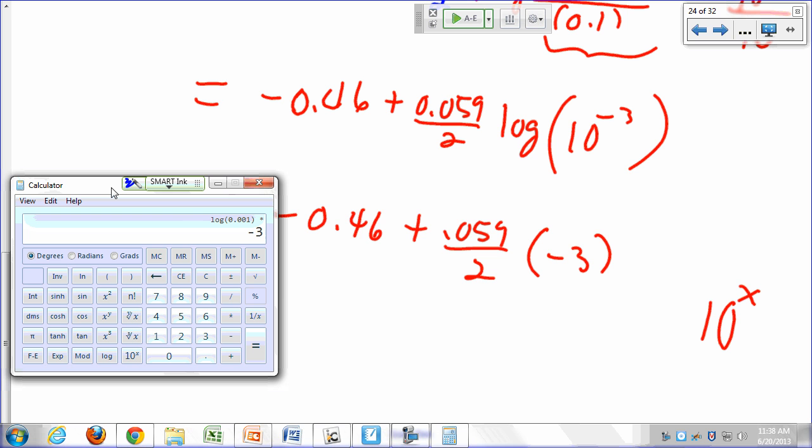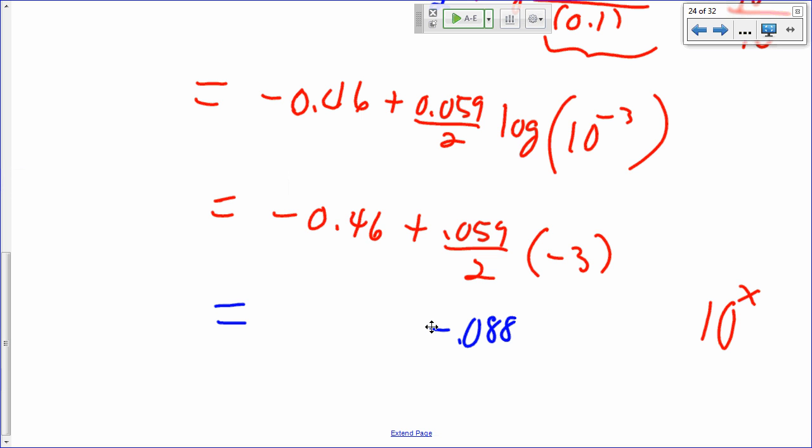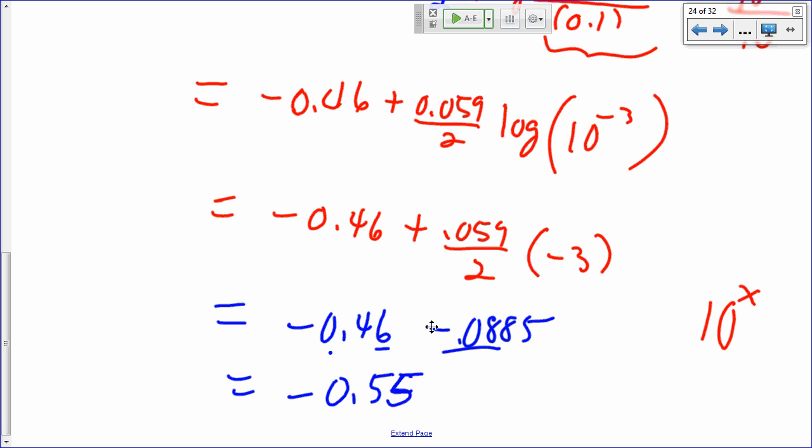times 0.059 divided by 2. That's negative 0.0885. And this is negative 0.46. So just keep those sig figs there. So even more negative, negative 0.55 volts. Even less spontaneous. So the reverse would be even more spontaneous.